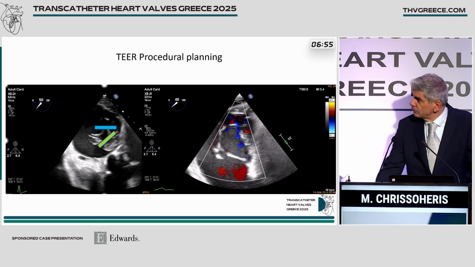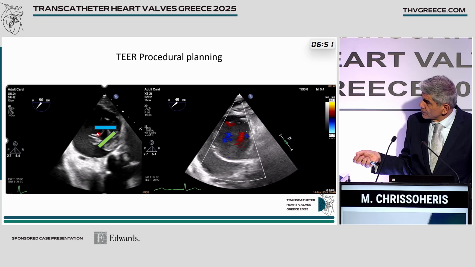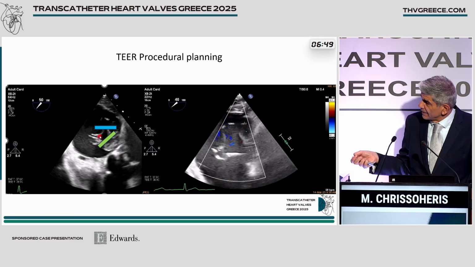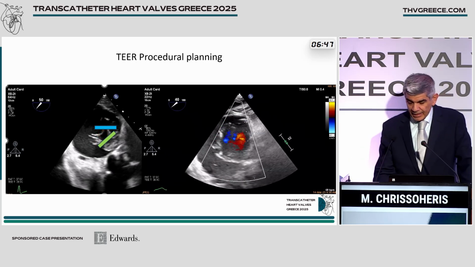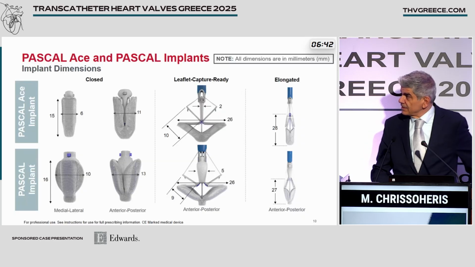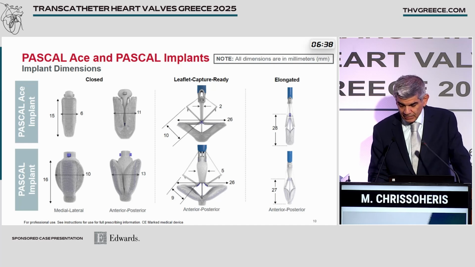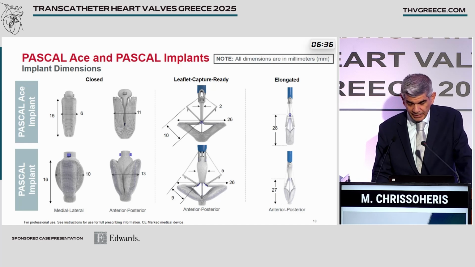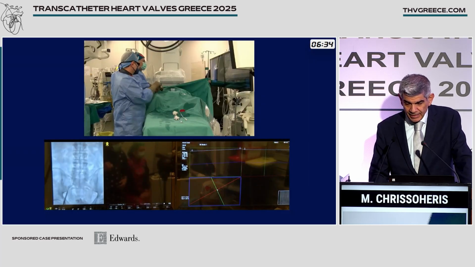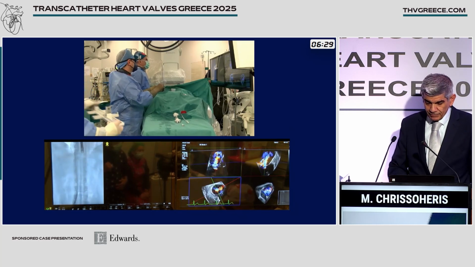Our procedure plan was to put in 2 devices, one device anterior septal close to the center, and a second device posterior septal in that area. With this planning, we go ahead to the decision of what device to use. We opted to use the PASCAL ACE, which is a device that we commonly use for tricuspid cases. And this is the view of the case itself.